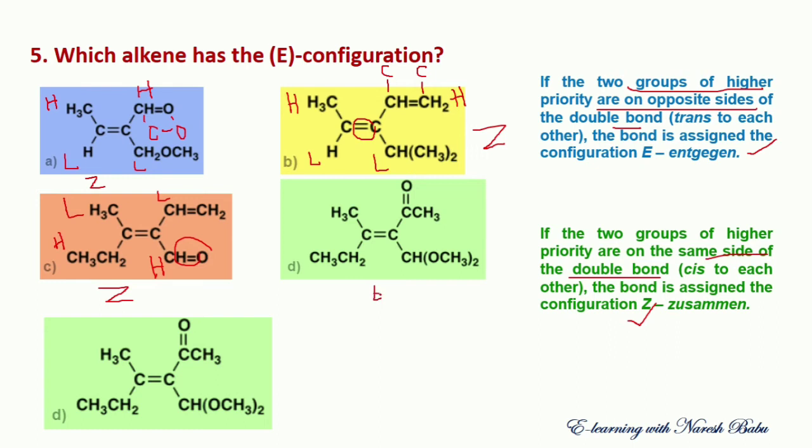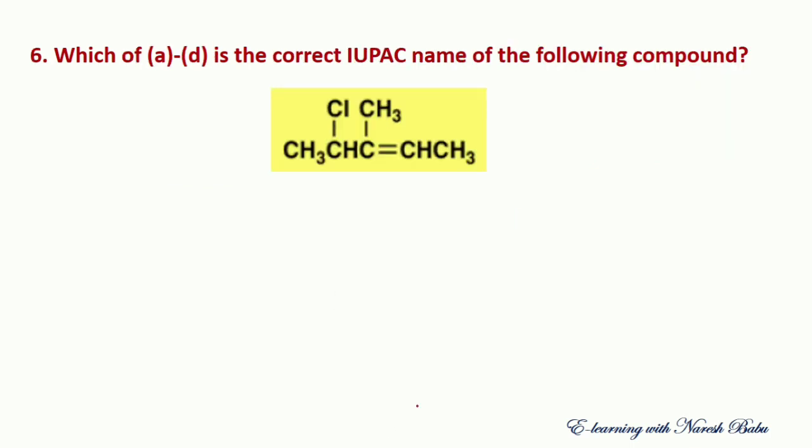This is the E configuration we can observe. So it is the lowest priority and it is the highest priority, and this is the highest priority and it is the lowest priority. So the highest priority groups are present opposite to each other across the double bond. So it is the E configuration. D is the correct answer.